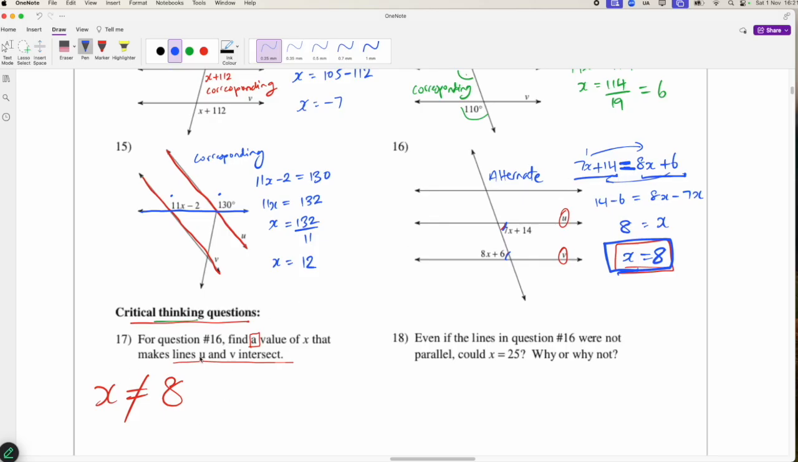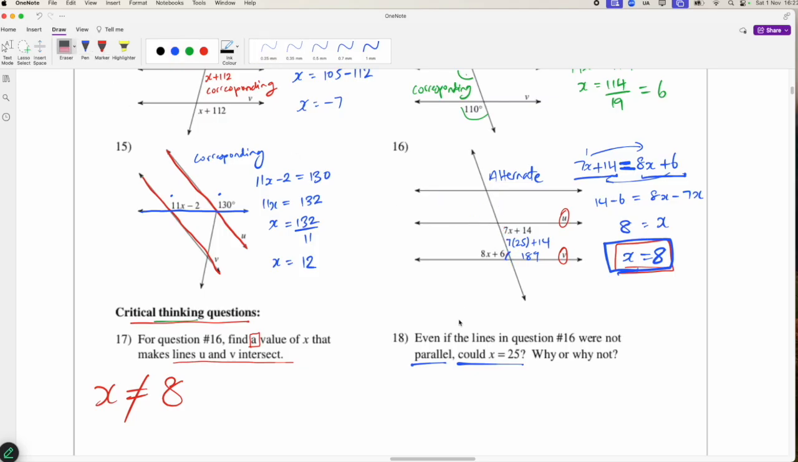So any other value, right? Even if the lines in question 16 were not parallel, could x ever be 25? No, because 25 would be 7 times 25 plus 14, which is 189. That is more than a straight line. So that means that if you're measuring this angle, it will swoop this way and it will end up like this. So that means that x could never be 25.